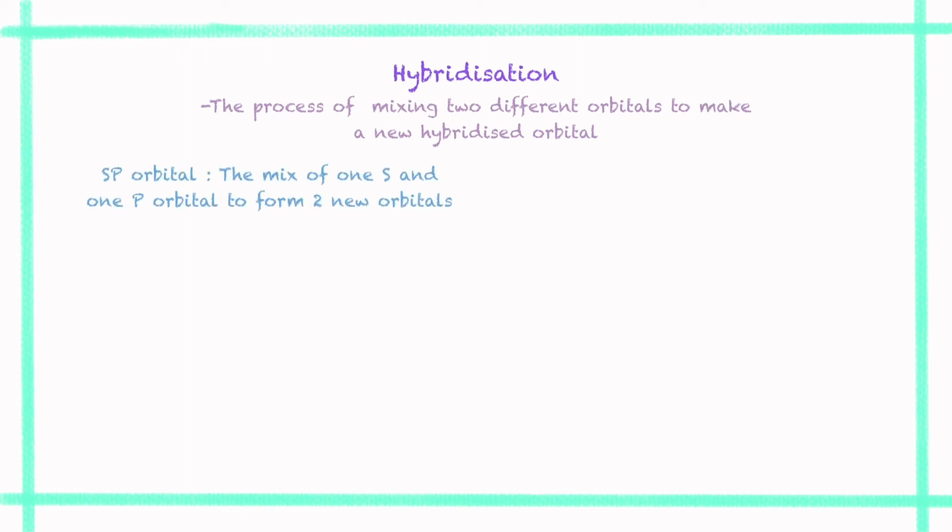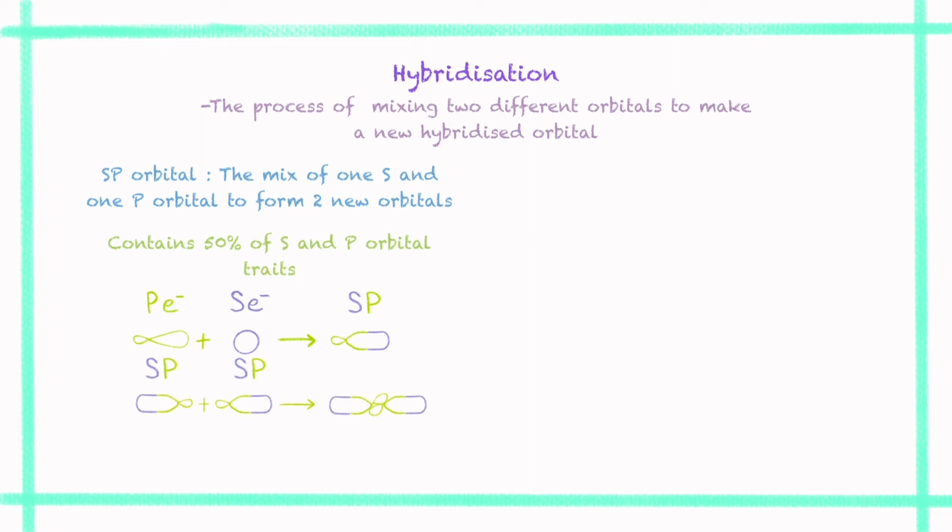It combines one s and one p orbital to form 2 new orbitals. As you can predict, it has 50% of s orbital traits and 50% of p orbital traits. Here is a diagram of the product. 2 of these sp orbitals combine, forming a linear shape. Examples of sp molecules include all compounds of beryllium and all carbon compounds with triple bonds.